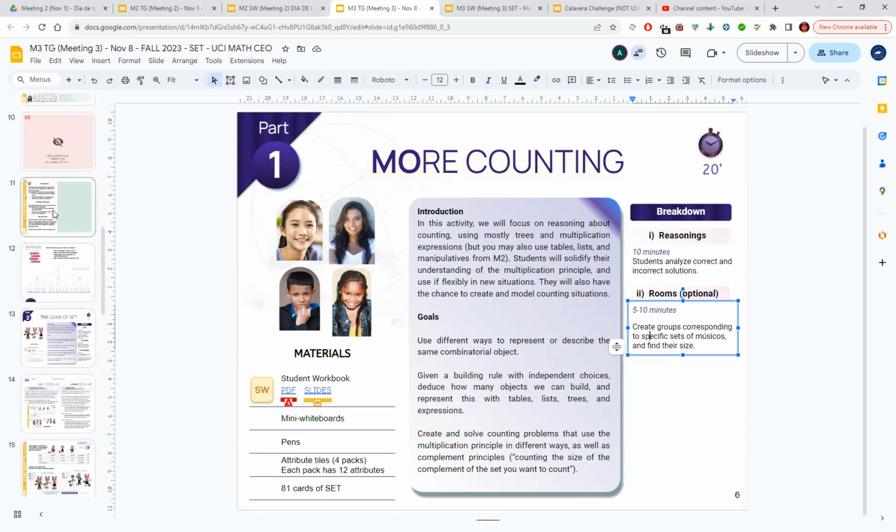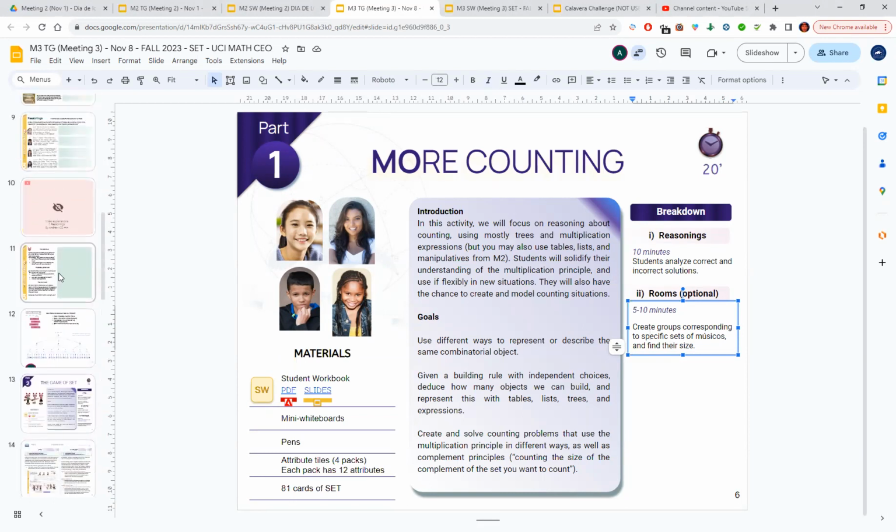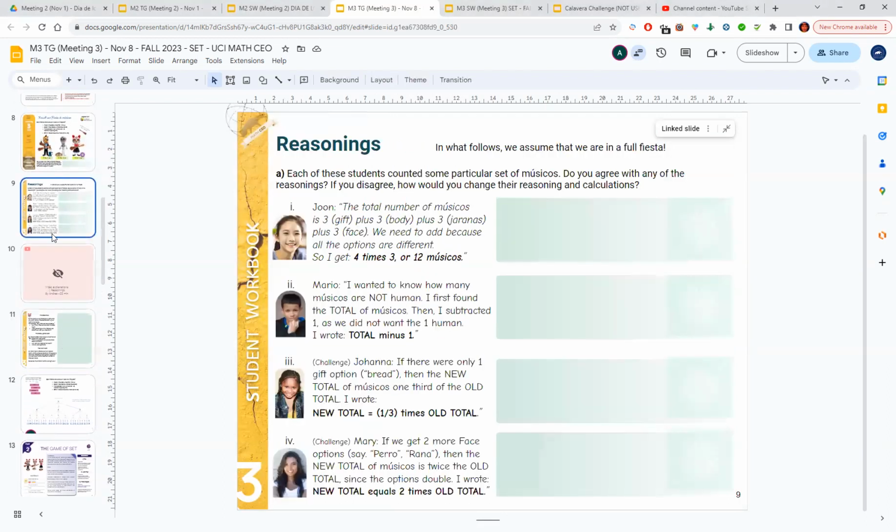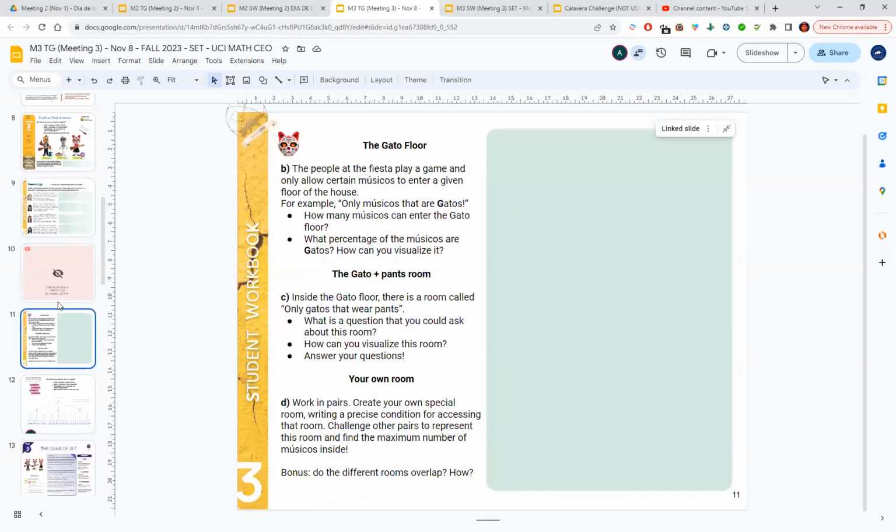Let's take a look at it. And so the gato floor, let's see. So this is after reasoning in which students already played flexibly with the trees. And now they play even more flexibly, creating new sets of músicos. So the people at the fiesta play a game that only allows certain músicos to enter a given floor of the house. For example, only músicos that are gatos. So how many músicos can enter the gato floor?